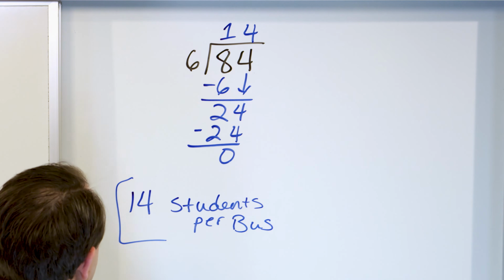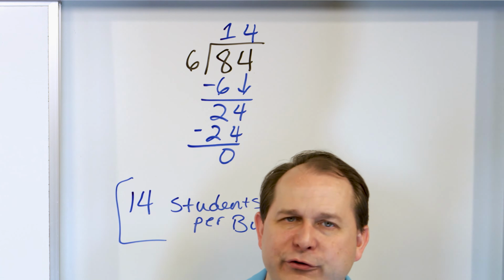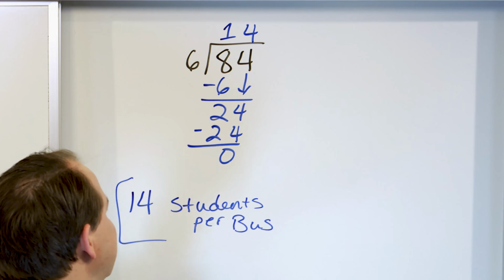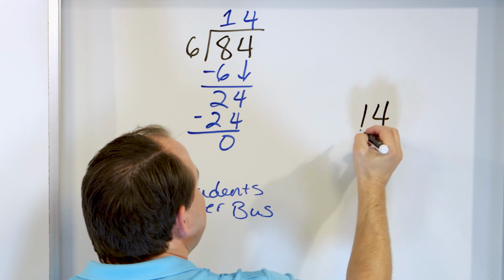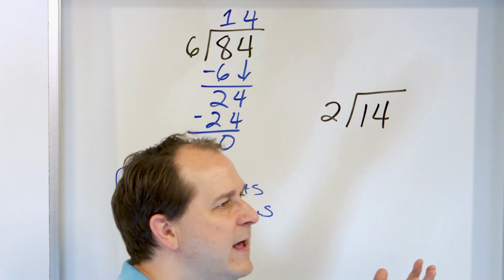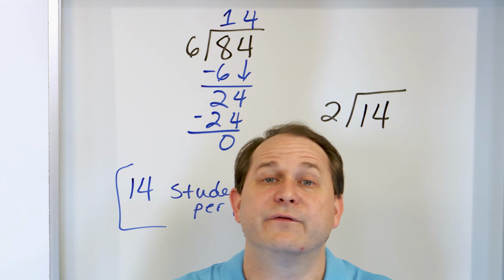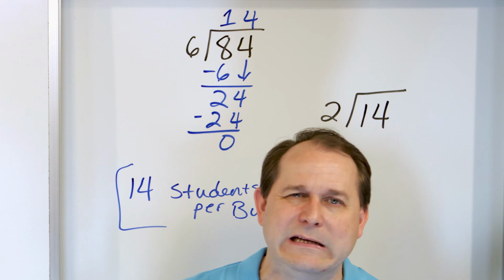Now it says how many chaperones per bus. It tells us that 1 chaperone is needed for every 2 students on the bus, for every 2 students. So if I know that I have 14 students, then I'm going to divide it by 2 to figure out how many chaperones I need. In other words, if I had 14 students and I needed 1 chaperone for each student, I would need 14 chaperones.